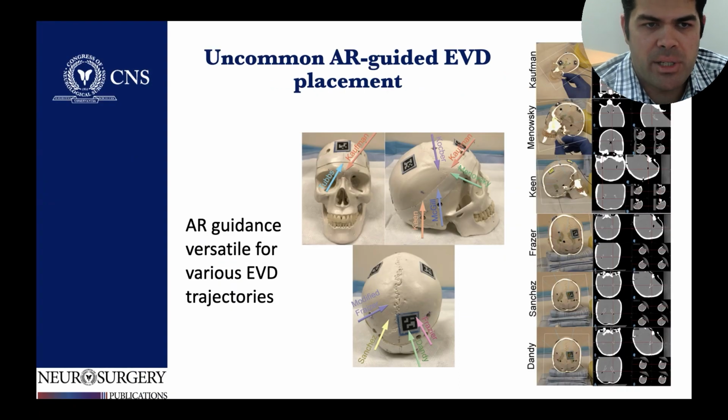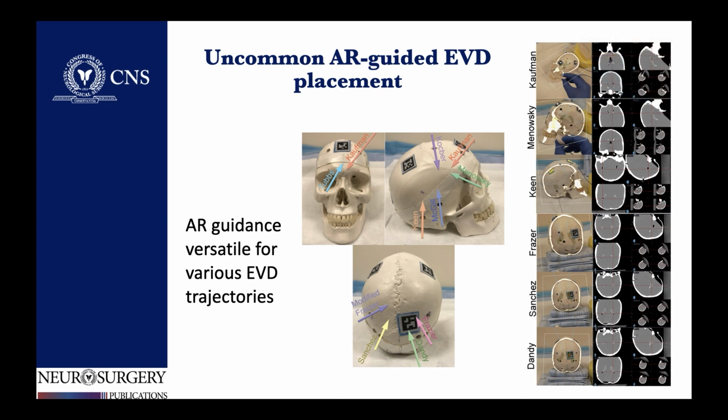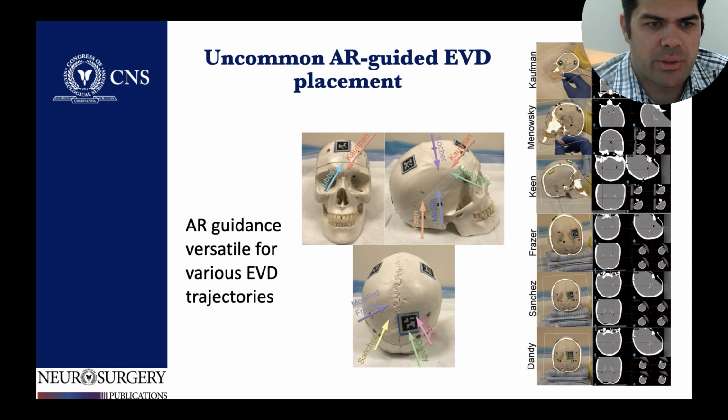There are some uncommon EVD trajectories that aren't used very often. Kocher's is typically the most common point used. The reasons for that is that many of these other trajectories are difficult to use. They have unorthodox starting positions and angles and can be very challenging sometimes to employ. But using augmented reality, we sort of explored the other trajectories and showed that you could very easily get down to the ventricle, simply because you can just see where the ventricle is from the starting point that you've created. So it can be immensely helpful in maybe some of these unique situations.